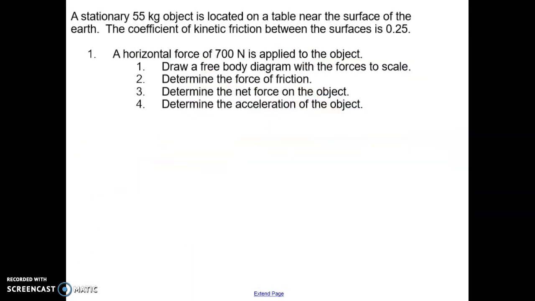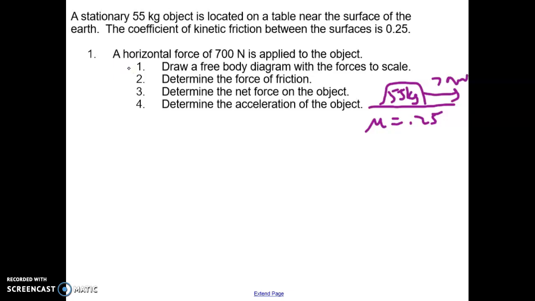The next problem says we have an object that's laying on the ground like this, or it's being pulled across the ground, and it has a mass of 55 kilograms. The coefficient of friction between the surfaces is 0.25, and the applied force is 700 newtons. Sorry about that. Let's go ahead and draw a free body diagram, which is the first question right here.